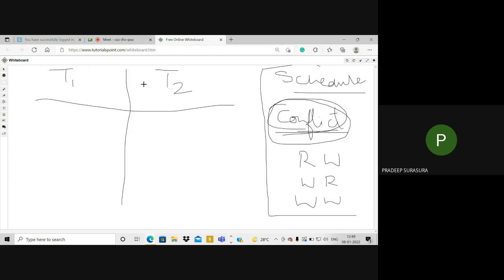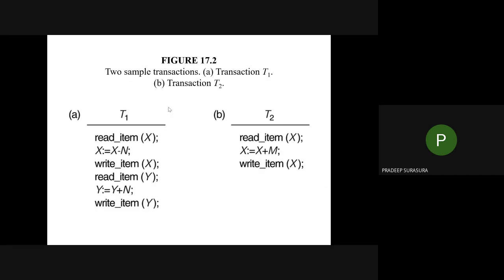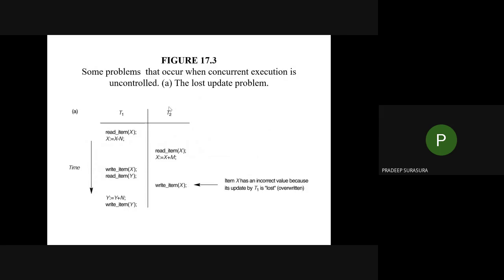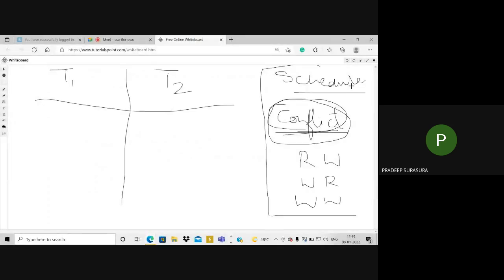Now I will tell you when all these problems will occur, slowly, step by step. But these are the backgrounds. I told you what a transaction is, what a schedule is, when a transaction conflict occurs, and what an operation is. Everything I told.